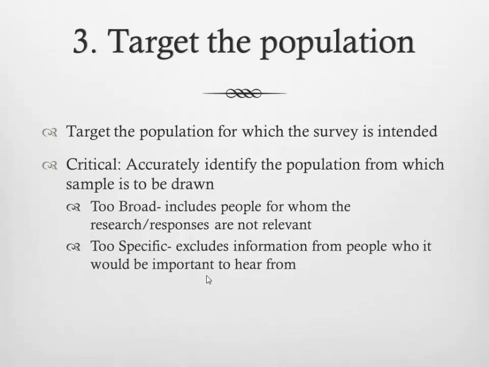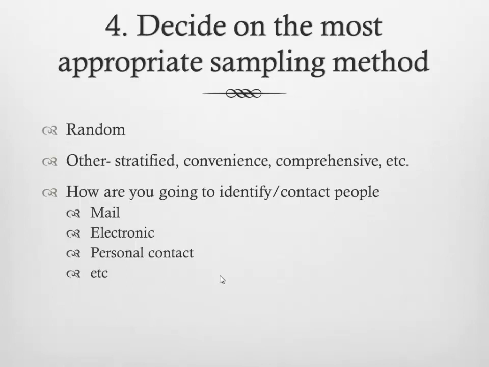And if your sample is too specific, too small, or otherwise too specific, you may end up excluding people and information who it would be important to hear from. So think about who is your target population. Who are the people that you really need to get this information from, and then how am I going to identify and target them and get them to complete my questionnaires.